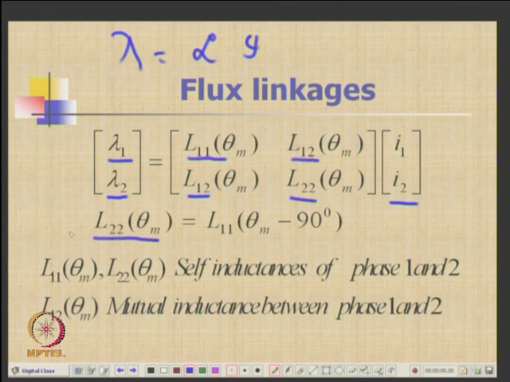Naturally, whatever happens to 1 happens to 2 after 90 degrees, is it not? They are shifted by 90 degrees. Whatever happens to 1, that is L11, L22 will be the same as L11, but while L11 is a function of theta m, L22 will be a function of theta m minus 90 degrees. Then L11 and L22 are self inductances of 1 and 2, and L12 will be the mutual between 1 and 2.